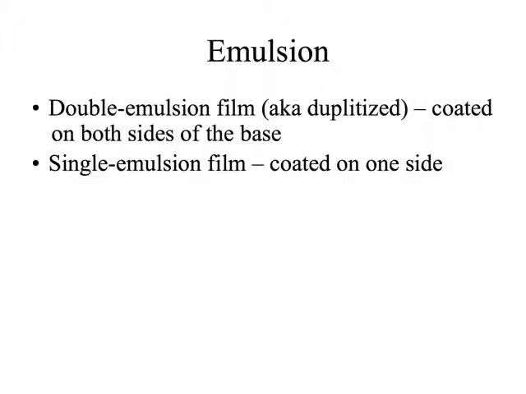Single emulsion film is going to be coated just on one side. So it's going to be more sensitive, it's going to be slower, right? Because it does not have emulsion on both sides. So it's not as thick of an emulsion layer.